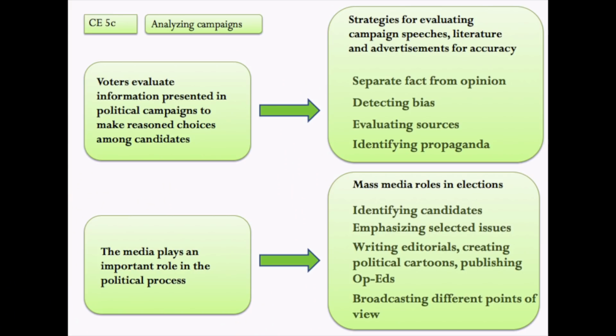So, let's get ready to jump into the meat of things. When understanding the role of media, we have to learn strategies for evaluating campaign speeches, literature, and advertisements for accuracy. What does that mean, Mr. Squire? Pretty much, us as citizens have to have certain skills to evaluate the reliable versus the non-reliable, or the prejudiced information versus the non-prejudiced information. There are four strategies to better allow you to understand this.